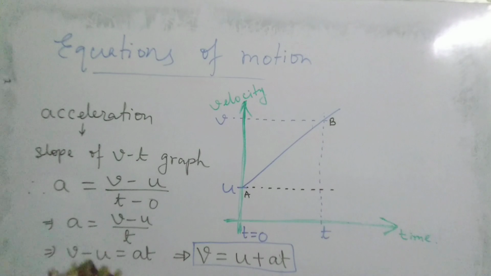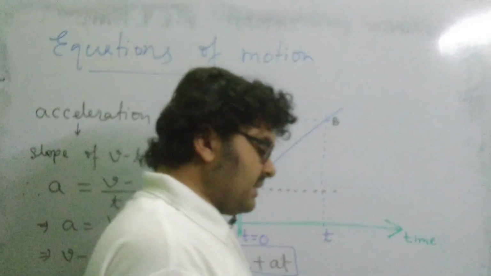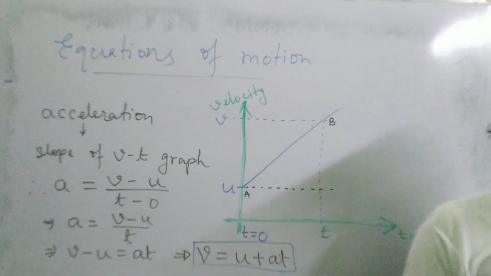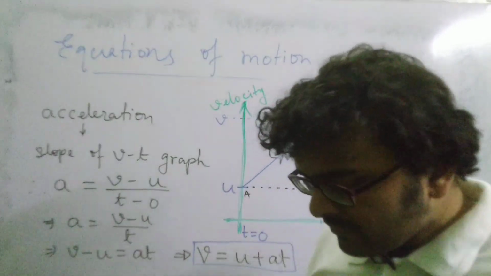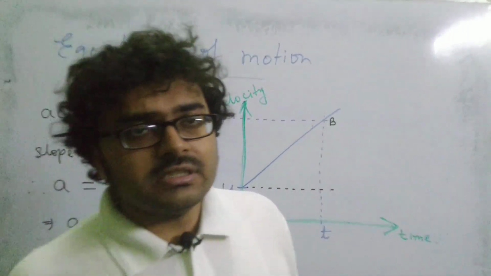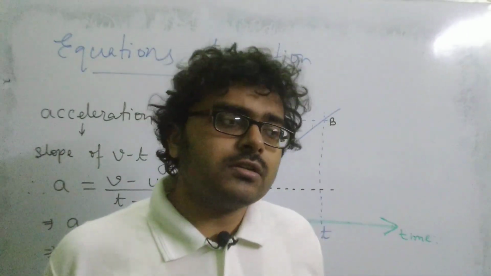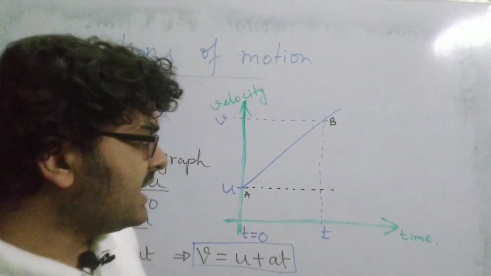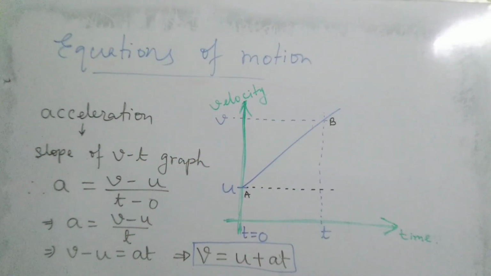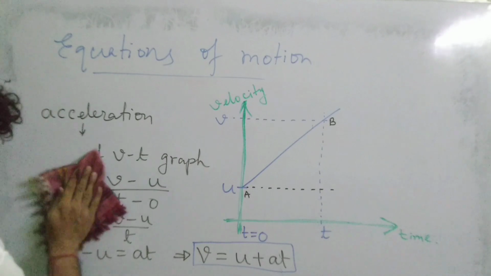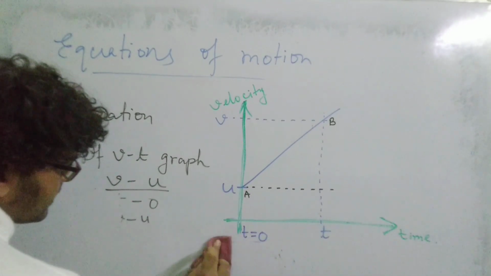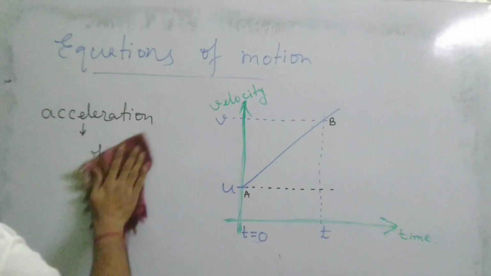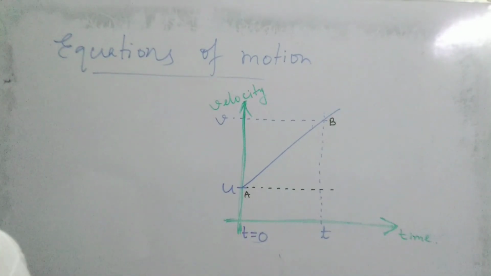Now what about the second equation? We know that the second equation is s equals ut plus half at square. Now remember, s is the displacement. So how can you get displacement from a velocity time graph? For that you need to determine the area under the curve. So we are going to derive the equation for displacement. I think you have noted it down. If not, please pause the video, move back a little and note it down.